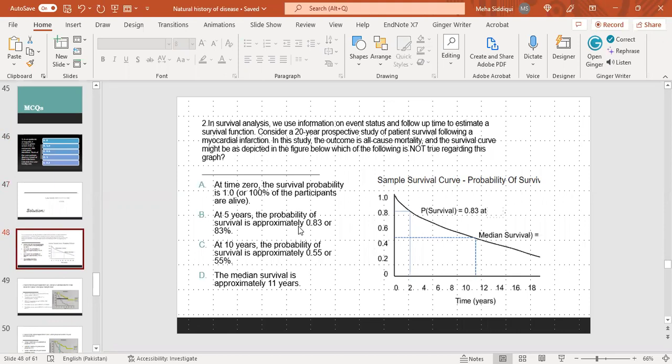At time 0, the survival probability is 1. At 5 years, the probability of survival is 83% or 0.83. At 10 years, the probability of survival is approximately 55% or 0.55. The median survival is approximately 11 years. B. Yes, B is the right option because we can see that 0.83 survival is at 2 years, not at 5 years.